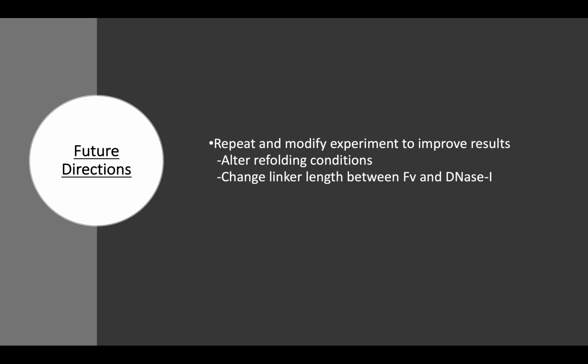Future directions. We want to repeat and modify the experiment to improve the results. Perhaps altering refolding conditions or changing the linker length between the variable fragment and DNase-I will allow the anion exchange chromatography purification step to continue and allow for cytotoxicity assay to be performed.